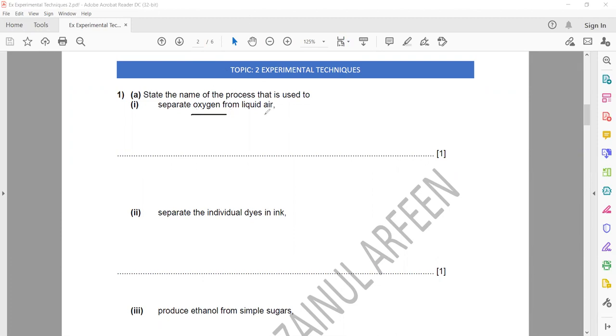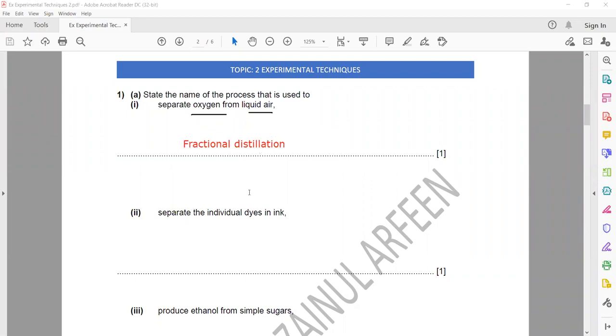So if you want to separate two miscible substances, because in liquid air nitrogen and oxygen are mixed together, how can we separate them? We can use fractional distillation. The technique which is used to separate two or more miscible liquids or gases is known as fractional distillation.